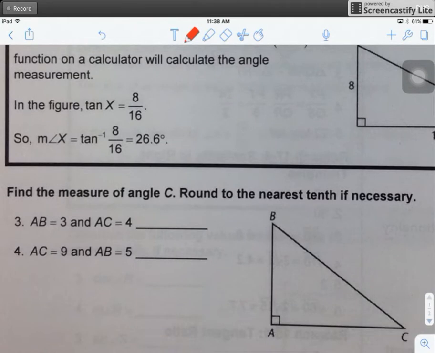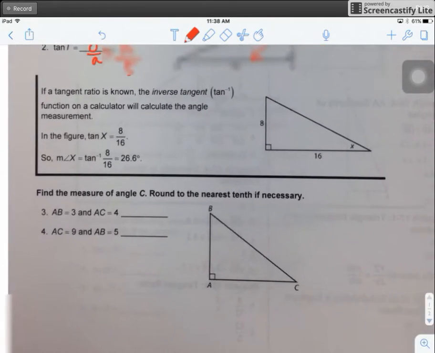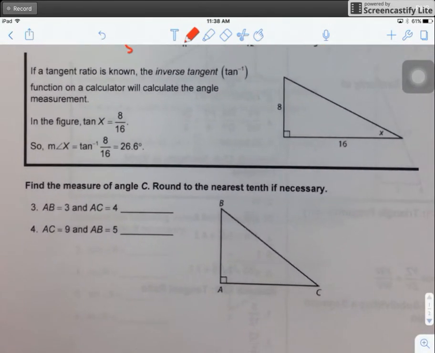And moving on to the bottom, we are actually reviewing how to find the angle measures when you're given the sides. So in this example, you're given that this side is 8 and 16. So to find angle X, we make use of the tangent ratio, which means 8 over 16. That would be the tangent of X. And applying the tangent inverse to both sides, we can see that we have tangent inverse of 8 over 16, which is 26.6. And so we're going to go ahead and do number 3.